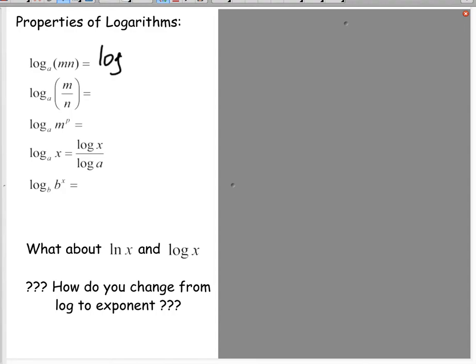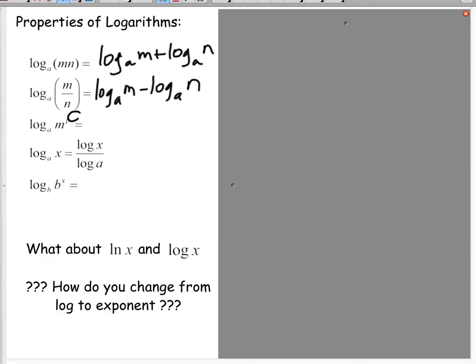When you have two things that are multiplied together, you can separate those with addition. That means that division, you can do a subtraction. Now, if you want me to prove these to you, we can do that in class, but this should be a review, so I'm just reminding you.